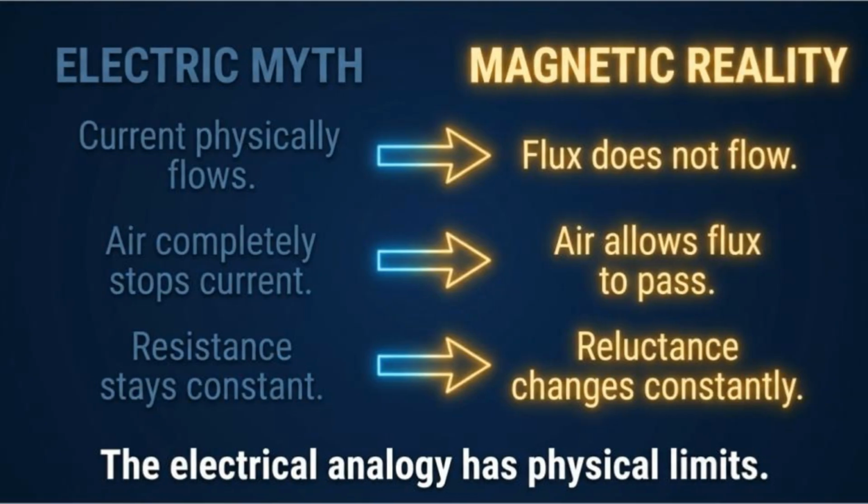The electrical analogy has physical limits. Unlike current, flux does not physically flow. Air allows flux to pass, and reluctance changes constantly, unlike resistance in basic circuits.